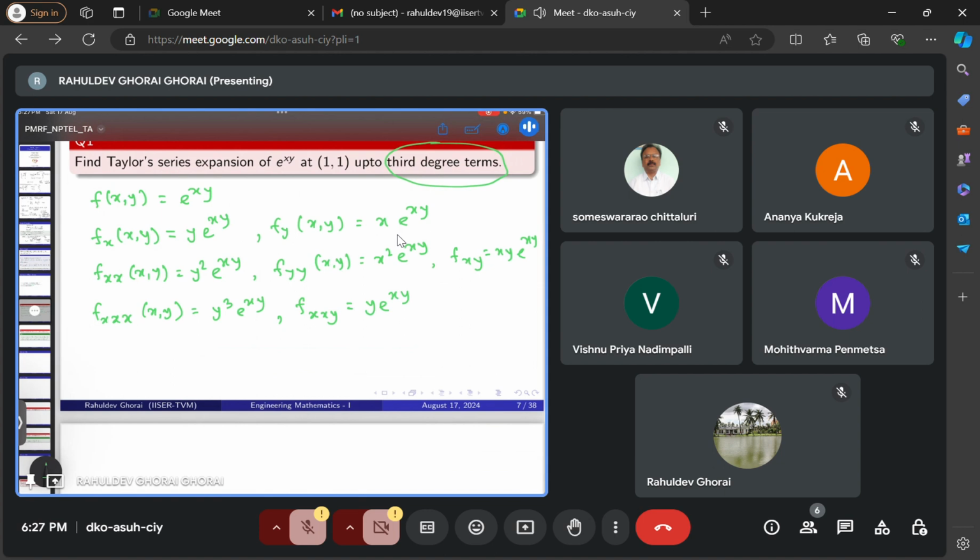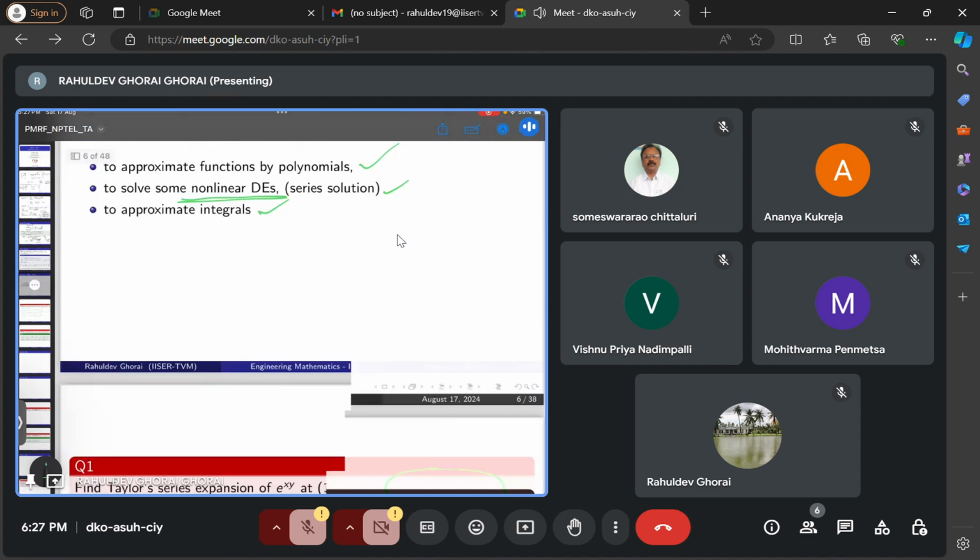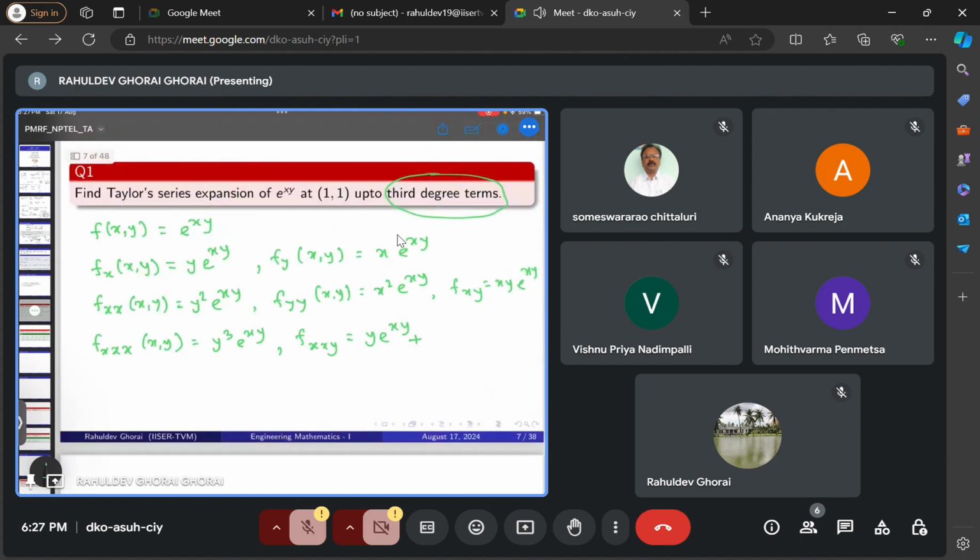So you are taking derivative with respect to x, so it will be y times e to the power xy plus, sorry, I forgot here, plus xy times xy square times e to the power xy. So these type of terms you will get. So all these things, all these derivatives we need now.